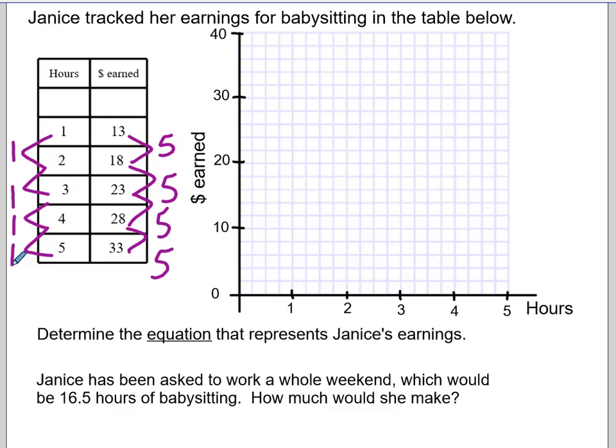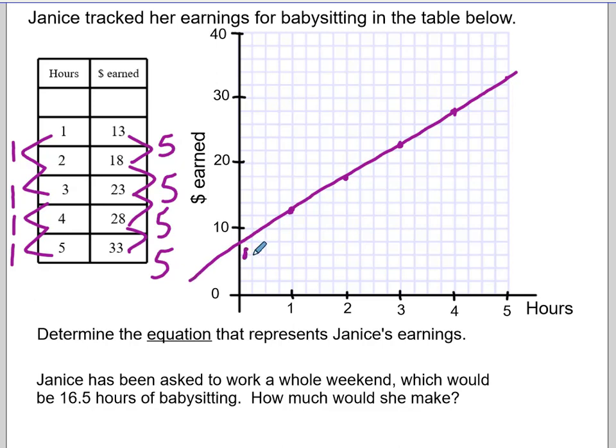So 1 and 13 is somewhere around there. 2 and 18, somewhere around there. And 3, 23. Now I set all this up in advance, of course, just for the interest of speed. 4 and 28, and 5 and 33. And we should see that looks like a pretty nice linear relationship. Let's see if I can draw a decent straight line here. Something like that. Okay, now there's something missing though.